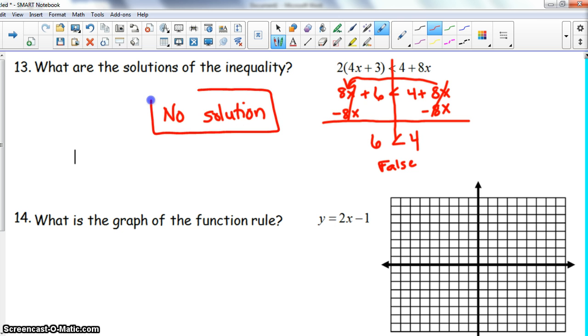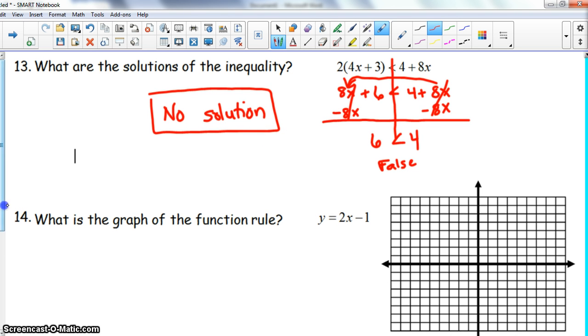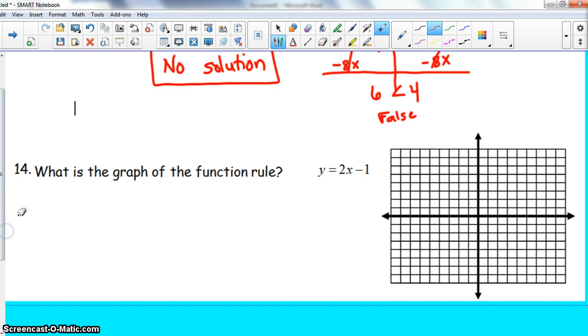Now, if it were a true statement, like 3 is less than 4, then it would be all real numbers. I said infinitely many, but I meant all real numbers. And so because this is a false statement, it's no solution. If it were a true statement, it would be all real numbers.